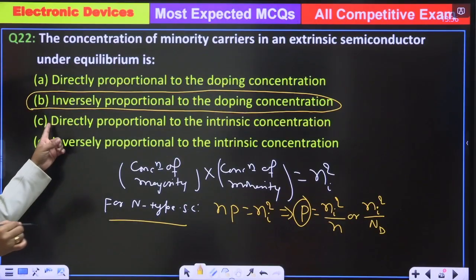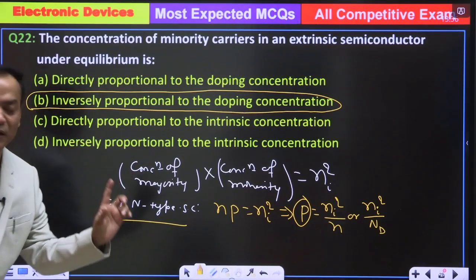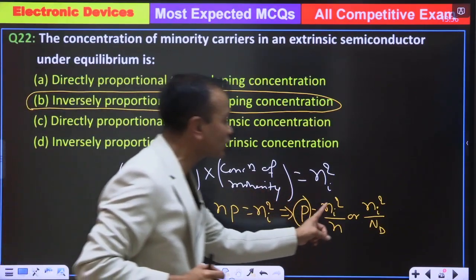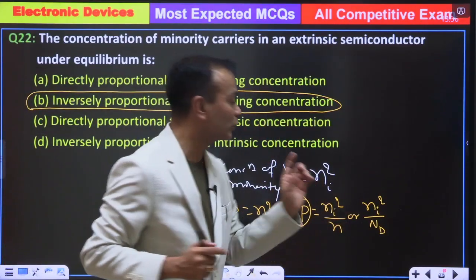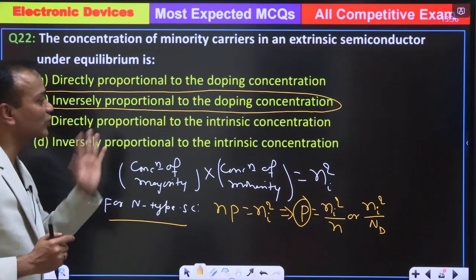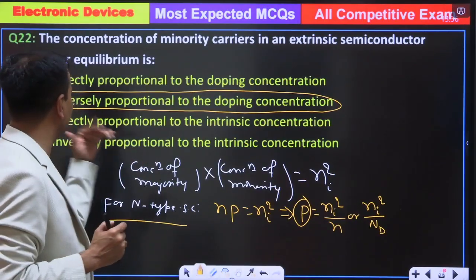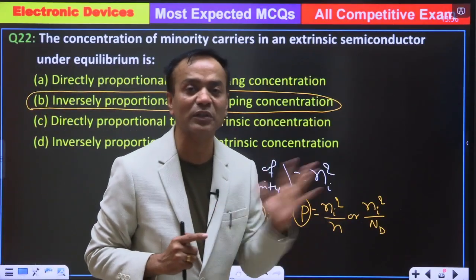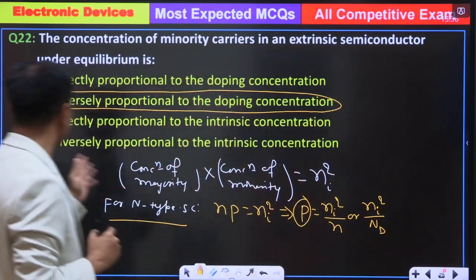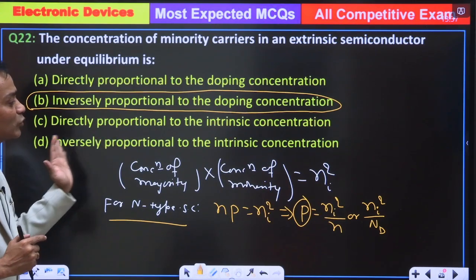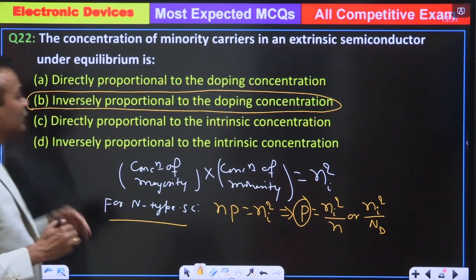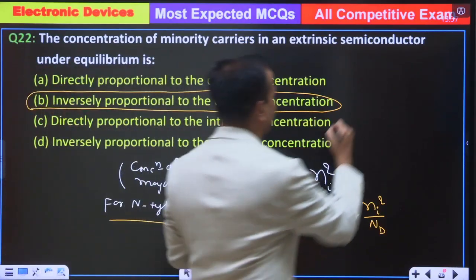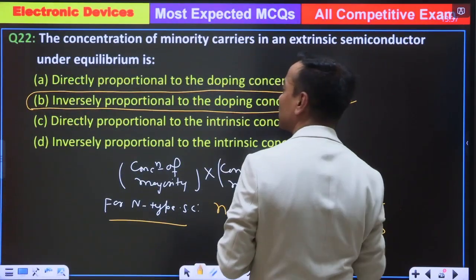Directly proportional to the intrinsic concentration will be wrong because it is a square of the intrinsic, so for that reason option C is not correct. Many times students make the mistake of marking option C. Option C is not the right answer. Inversely proportional to the intrinsic is also not correct. So in this way, option B is the right answer. Now we'll see the next.